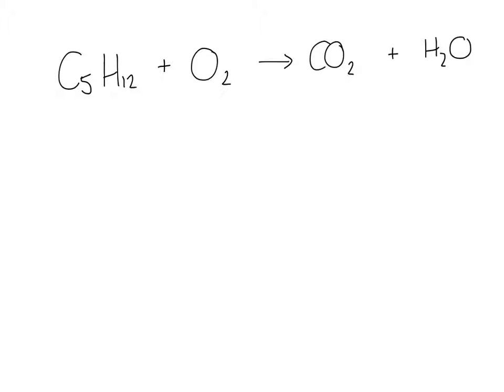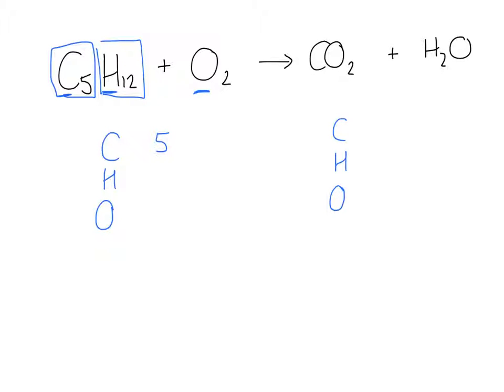So again, first step, make my list of elements on the left hand side. I've got a carbon here, so I put C. I've got hydrogen, and I've got oxygen. And then I copy that list onto the right hand side. Then I want to count up the number of each element that I have. So I can see that I've got C5, so I've got 5 carbons on the left hand side, followed by 12 hydrogens, and then 2 oxygens. I do the same for the right hand side then.